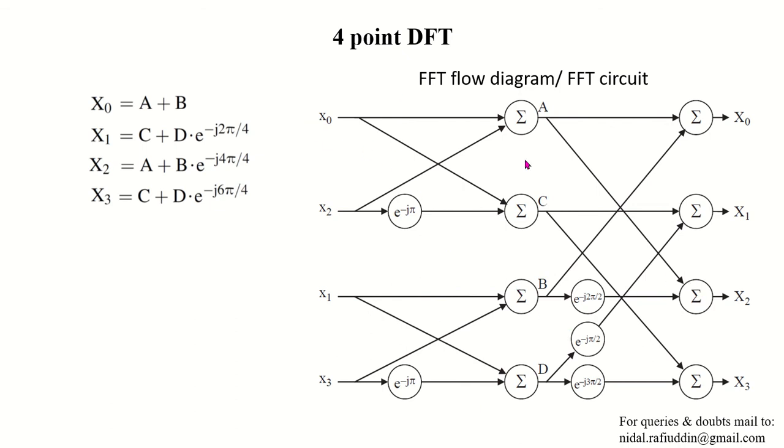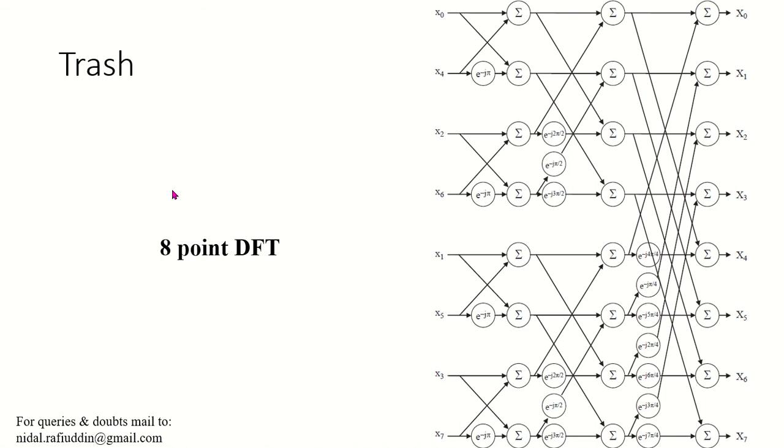And likewise, if you look at these butterflies, the rows of the butterfly will also increase. In the case of 2-point, we had one butterfly row. In 4-point, we are going to have two butterfly rows. In 8-point, we are going to have four butterfly rows, and so on. And these in fact can be represented in the form of matrices as well. So in the case of 8-point DFT, we get this FFT circuit as shown here.